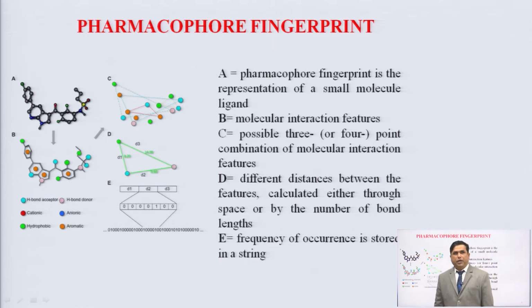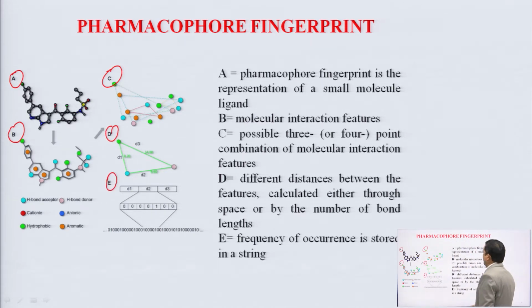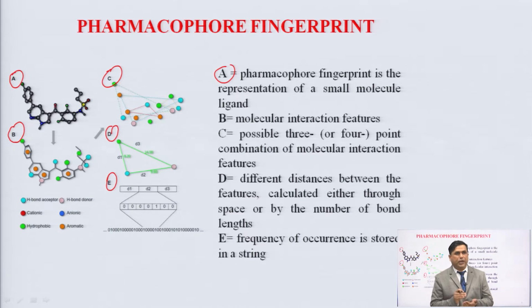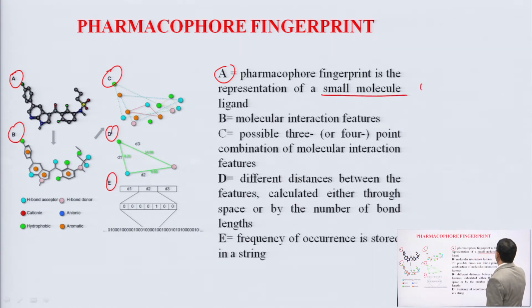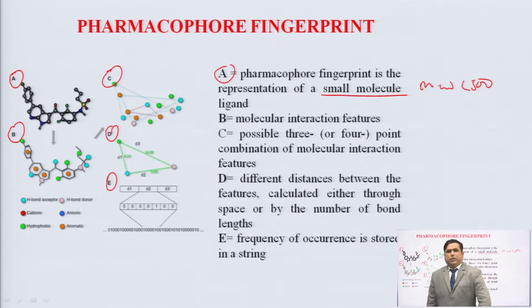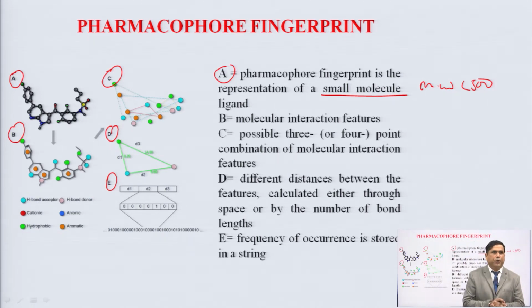Now, here in this pharmacophore fingerprint figure, we have panels A, B, C, D and E. So, what is A? The pharmacophore fingerprint is the representation of the small molecule, that is the ligand. Here we are using a small molecule, with molecular weight less than 500. When the molecule is small, we can represent it in the pharmacophoric fingerprint.